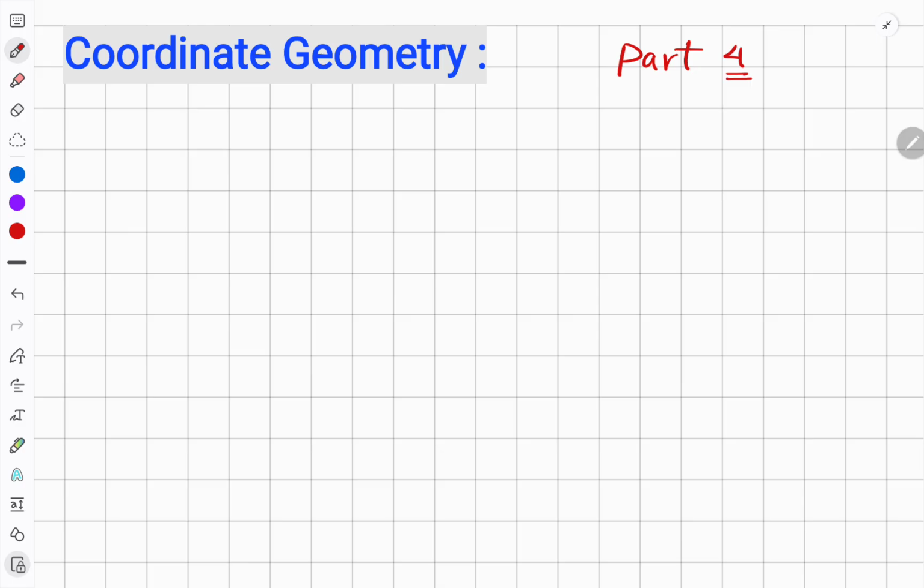Okay, in today's video I'm gonna talk about equation of a straight line. In fact, the equation of a line is an equation that connects the x and y values for every point on the line. And we can show the equation of any straight line in two forms.